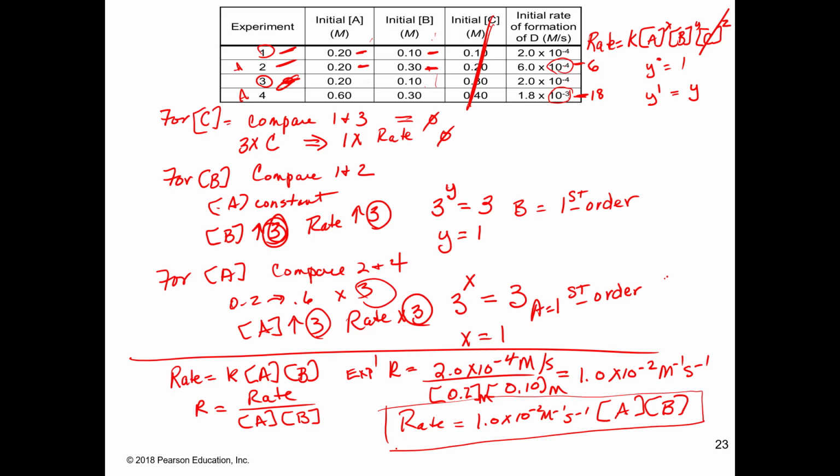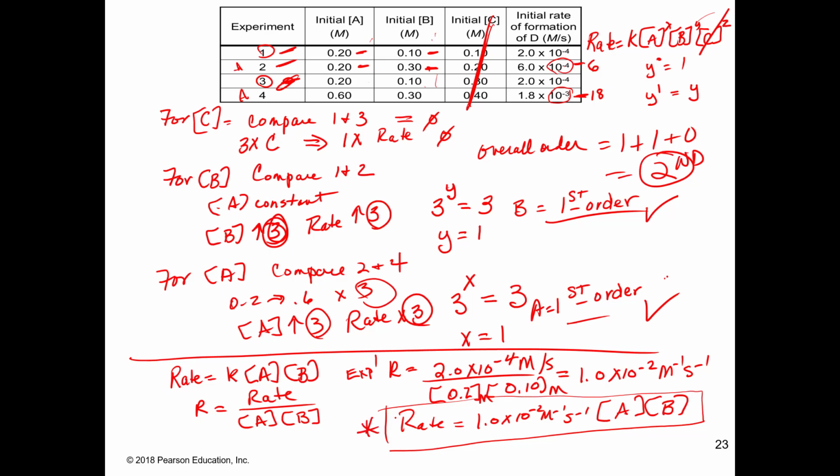Now let's go back for just a second because I didn't do something. What's the overall order of this? So the overall order, remember, is the sum of the two orders. So I had a first order and a first order, so 1 plus 1. And if you count C, it was a 0. Okay, so the overall order is second order. So it's first order in B, first order in A, and second order overall. And here is our specific rate expression.